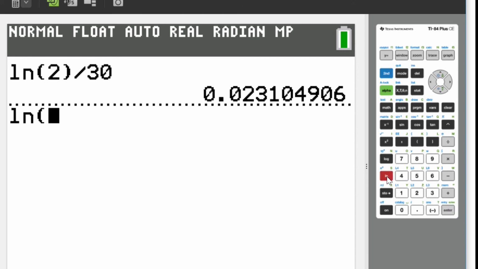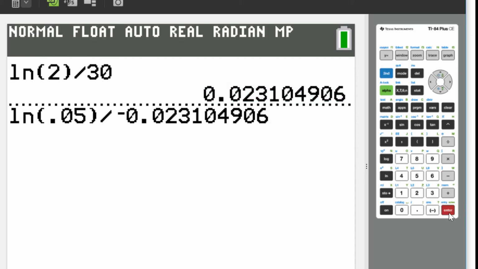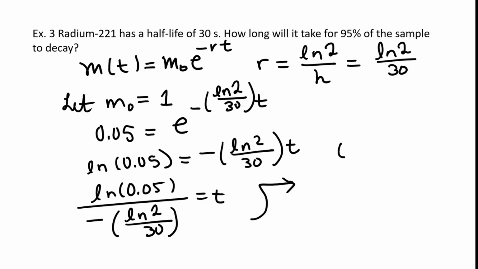Now we'll continue to solve. So let's find the ln of 0.05 remaining. We want that divided by the negative of ln of 2 divided by 30. So we'll capture that, and we get 129.657843 seconds. So we'll express the time as 129.66 seconds. So a little over 2 minutes.